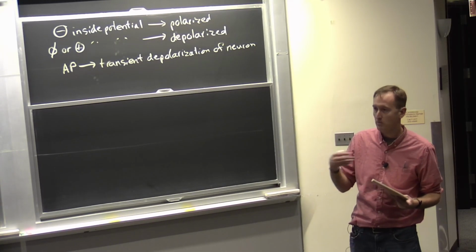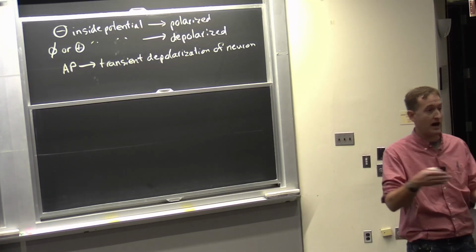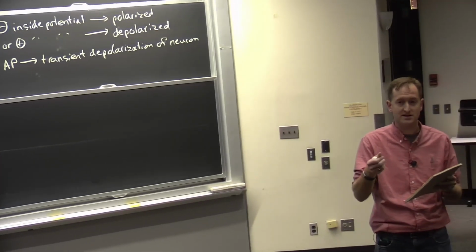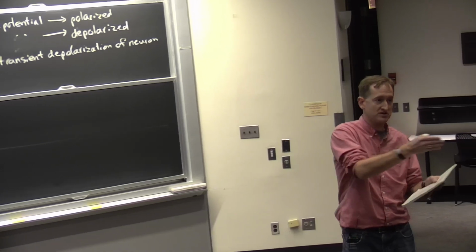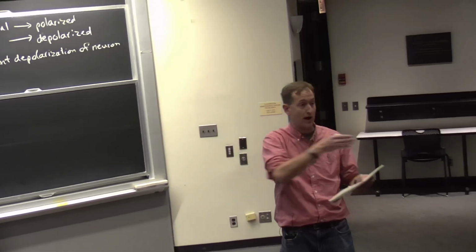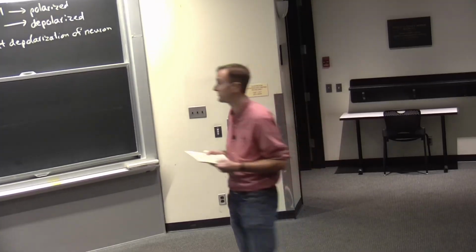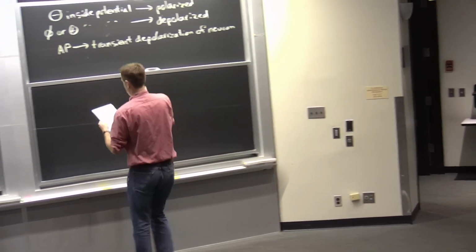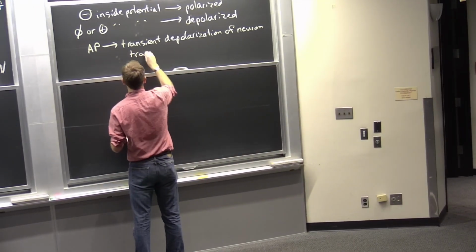And when we think about the neuron at higher resolution, what you're going to see is not only is it transient, but it's also a traveling wave that propagates along the entire length of the cell. Okay, so this is also a traveling wave.